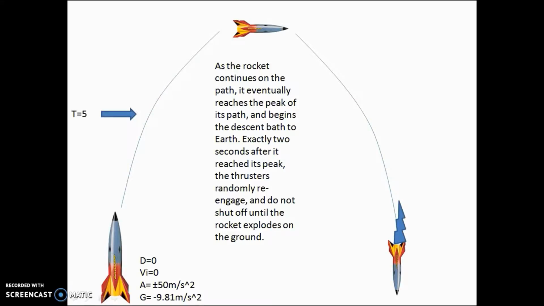And then 2 seconds after it reaches that highest point and begins its descent, the thrusters randomly re-engage and shoot it back towards the ground. They re-engage with the same acceleration rate as they did the first time they came on at the beginning, so it's going to be another 50 meters per second squared situation. It's going to shoot it into the ground, and they don't turn off until it hits the ground.